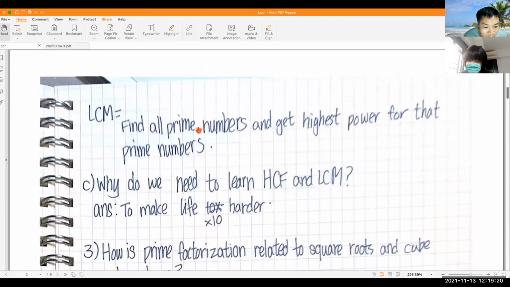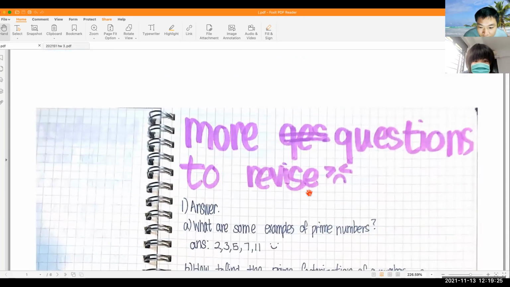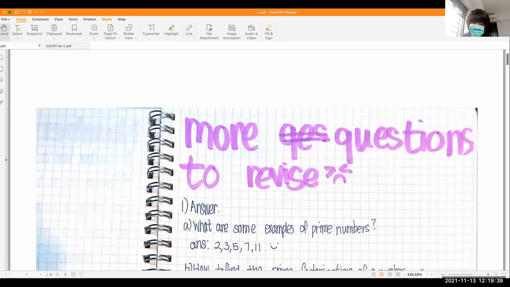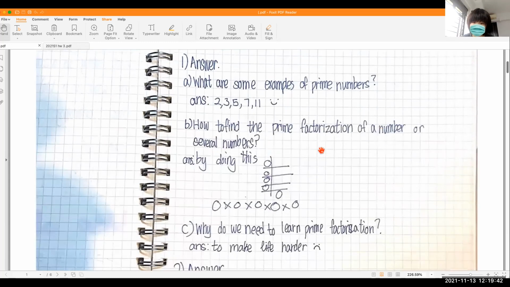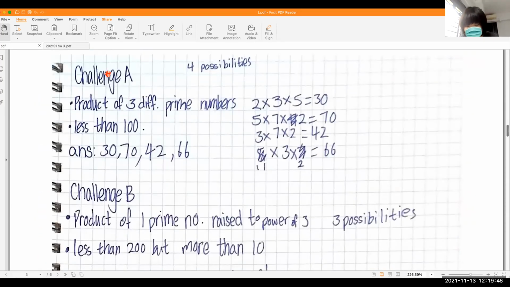Okay, this is work from last time. But over here, I'm surprised to see more questions to revise. Meaning what? I look at this, more questions to revise, meaning you're asking for more questions to do? No, this is just what I put under this section. Oh, okay, fine. So let's start from here. It says challenge A. A product of 3 different prime numbers. Product of 3. So basically, if they are multiplied together.